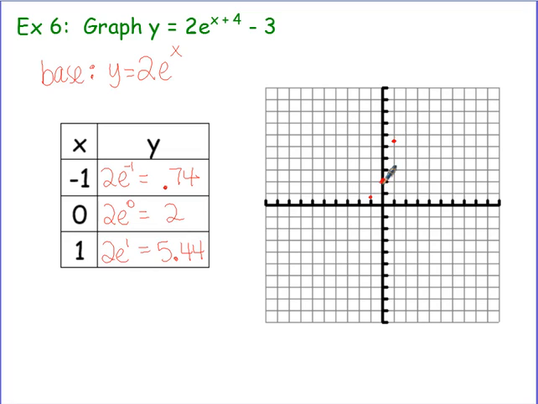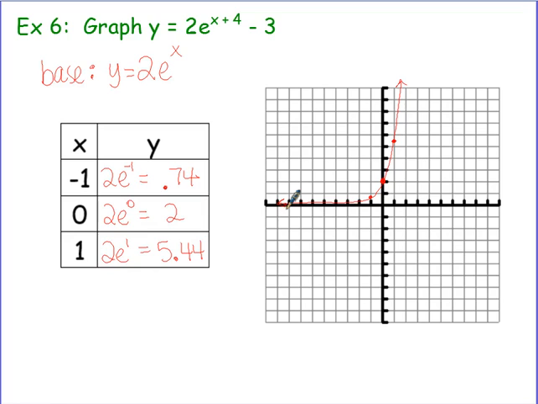So if you notice, these three are going up. So this is growth. So I'm going to go up, up, up, keep going up. And yes, it still has an asymptote. So I'm going to go to the left, to the left, to the left, to the left. Don't touch the x-axis.